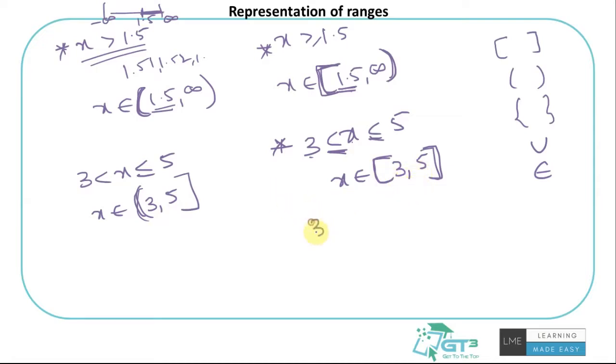If I have an expression like 3 is less than x is less than 5, then x belongs to 3 to 5. Everything between 3 to 5 is fine, accepted, but not 3 and 5. Both of them are not accepted. Right? That is the difference of a square and circular bracket.